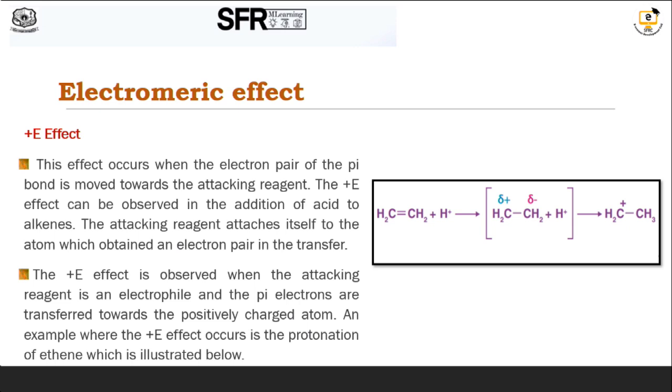The plus E effect occurs when the electron pair of the pi bond is moved towards the attacking reagent. We can see it in the box. When you take ethylene and subject it to reaction with an acid, H plus, we will have the occurrence of small delta plus and minus charges in the intermediate, followed by the formation of a carbocation. The attacking reagent attaches itself to the atom which obtained an electron pair in the transfer. So, the plus E effect is observed when the attacking reagent is an electrophile and the pi electrons are transferred towards the positively charged atom.